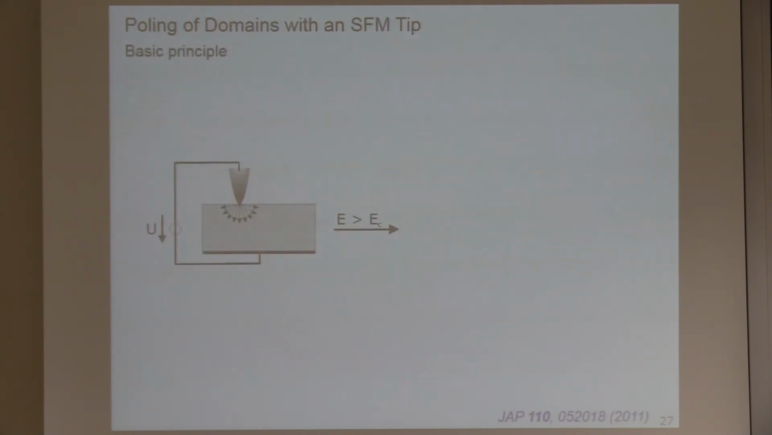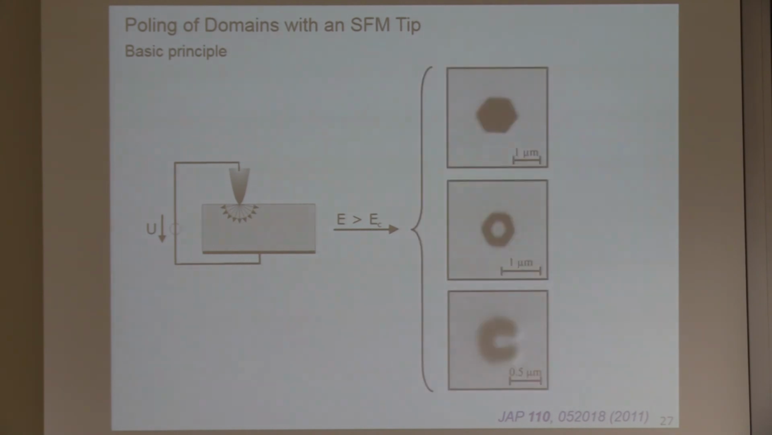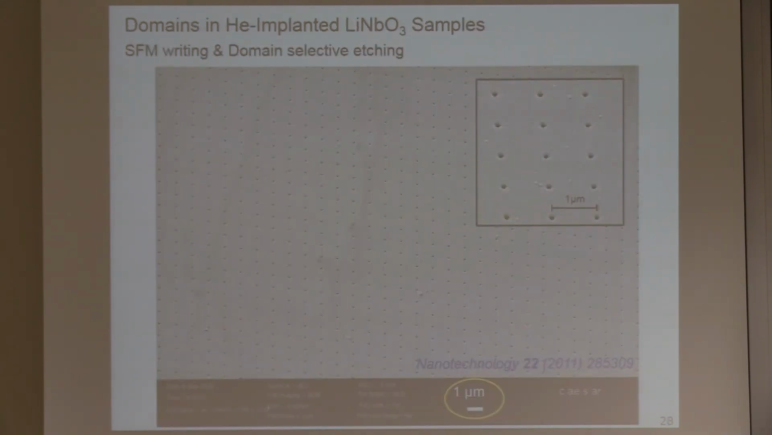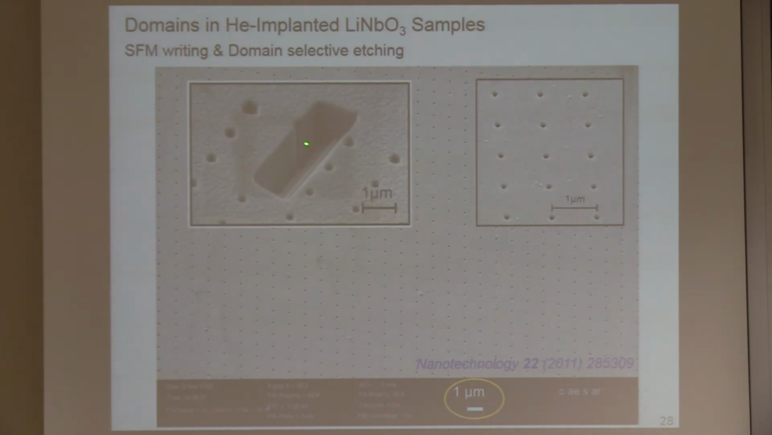So how does this work? We start with writing domains with a force microscope. You apply the voltage, and we can make domains of different shapes on purpose. It's no problem. And then with these holes, we can make patterns like this. They are etched, they're pretty small, and you look inside, they're pretty nice.